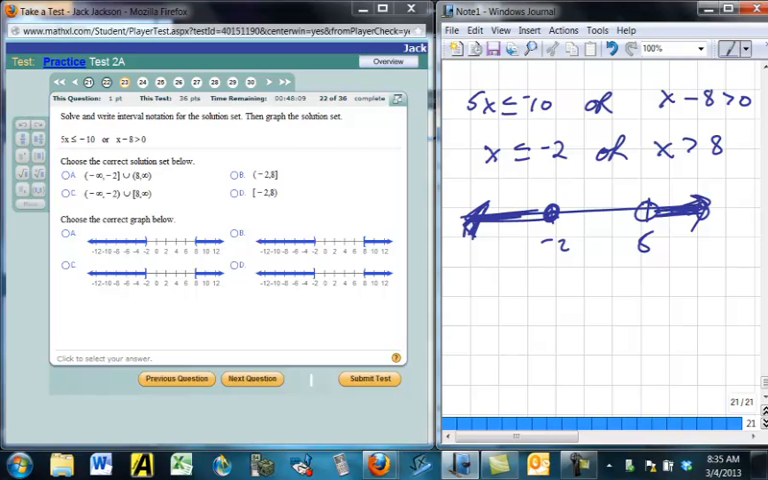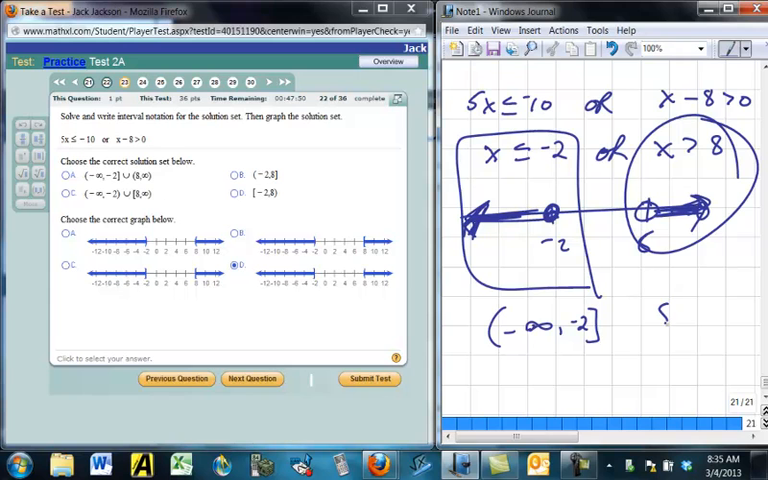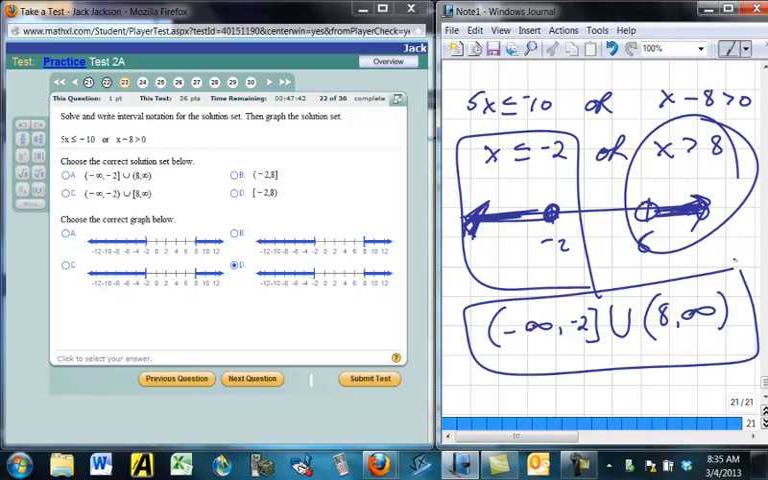So I think that's D here. Okay, and the interval is that you got to do it in two intervals. So this part right here is the interval from negative infinity to negative 2, including the negative 2, and this part over here is from 8 to infinity, not including the 8, and we're putting these together as one set. So the set operation is union. So that would be A.